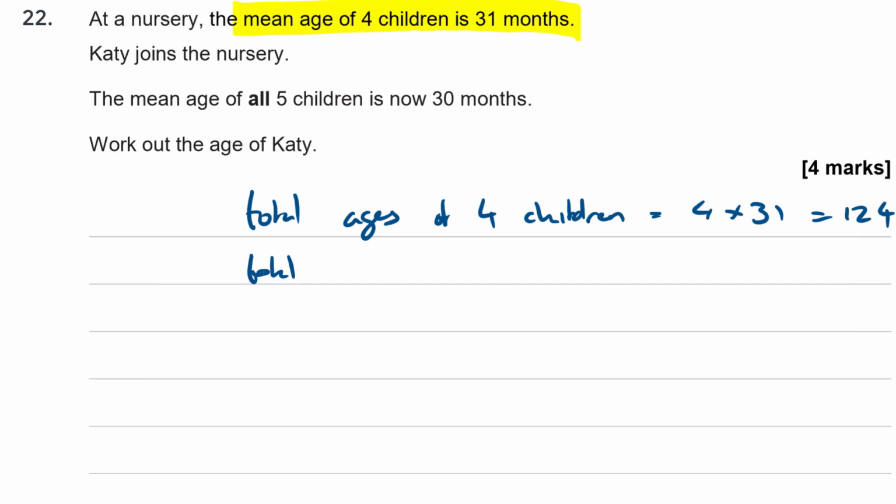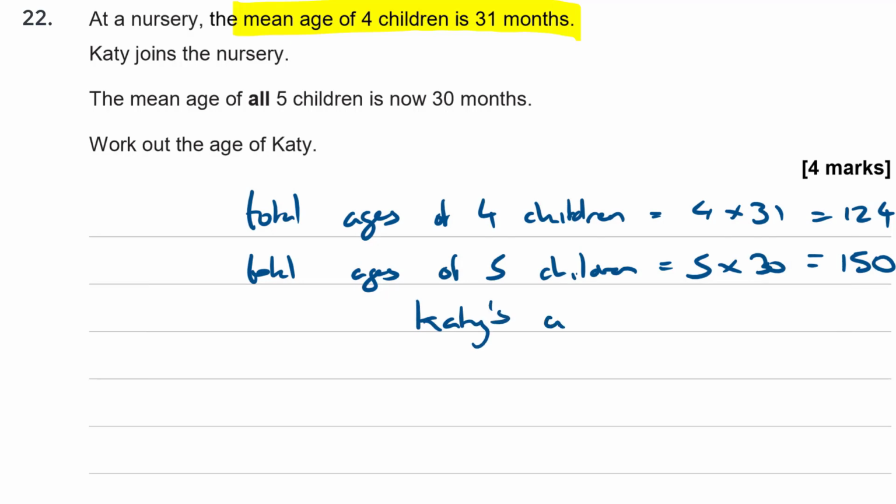So total ages of the 5 children is going to be 5 times 30, which is 150. So then Katie's age is going to be the difference between those two then, isn't it? So Katie's age equals 150 subtract 124, which is 26 months. That kind of makes sense then. So when she joins the nursery, the mean age drops a little bit because she's younger than the other children on average.